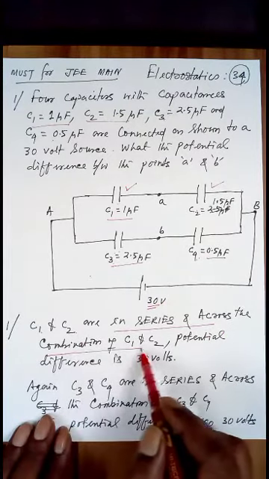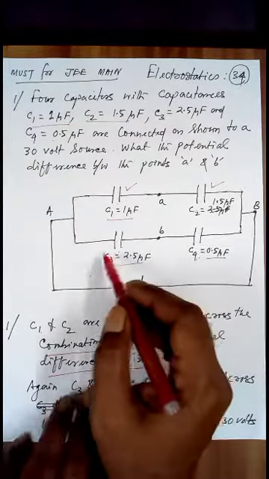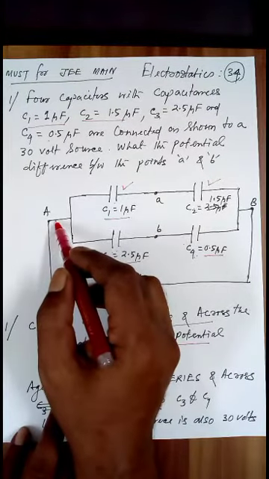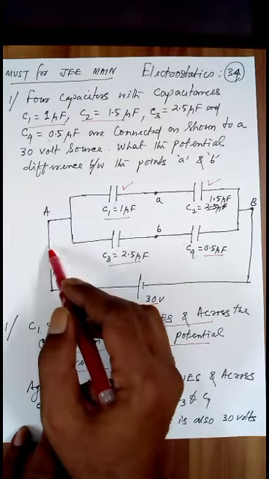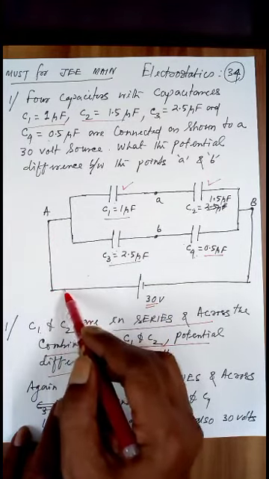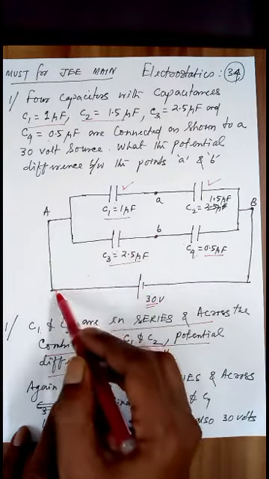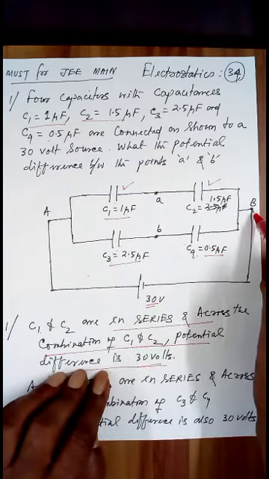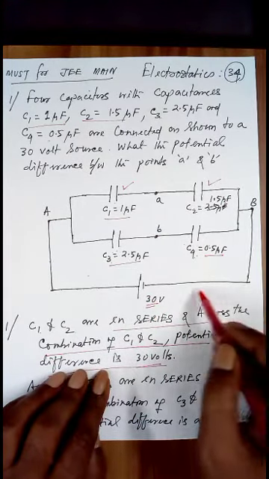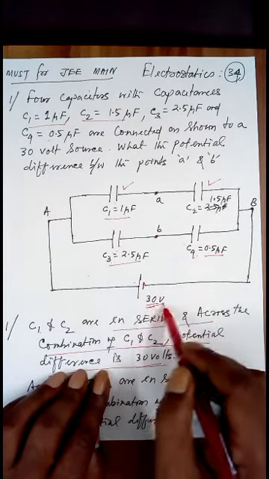And across the combination, the potential difference is 30 volts. Look, this point A is the same thing as this point A. This is also A, this is also A, this is also A. This point is the same. So the point A is at 30 volt. Similarly, the point B is here, that is the same thing as 0 volt. So 30 minus 0 is the 30 volt, right?